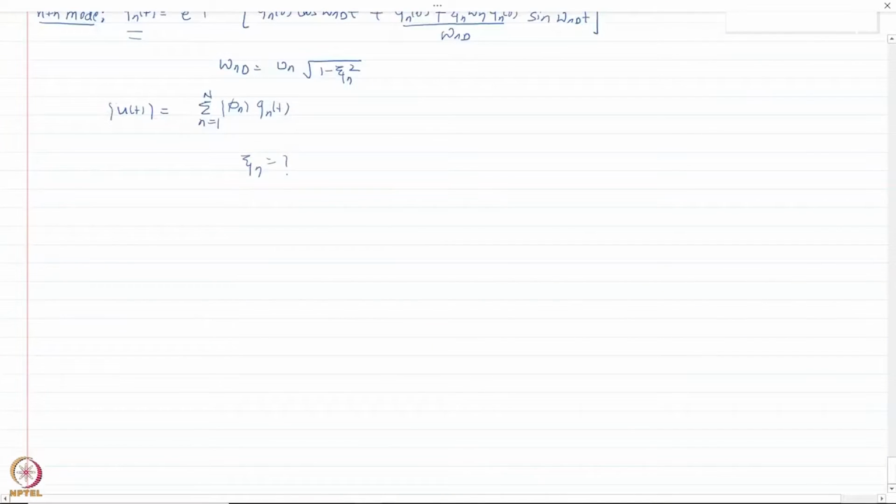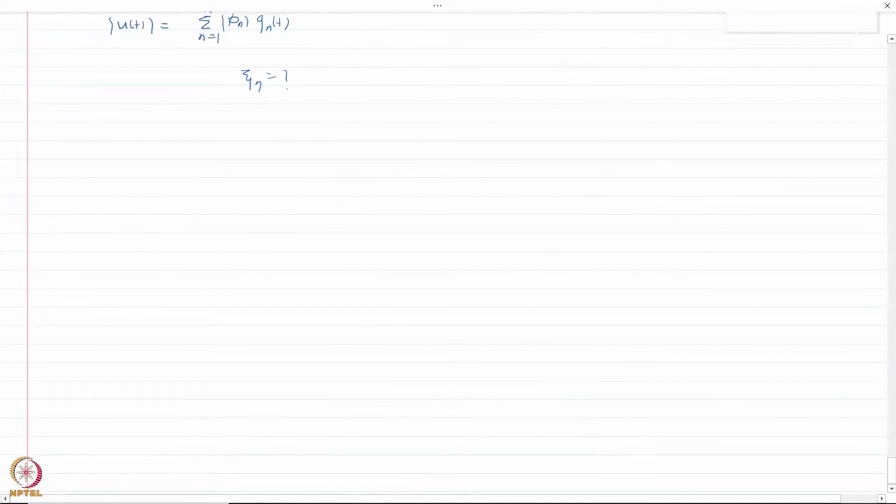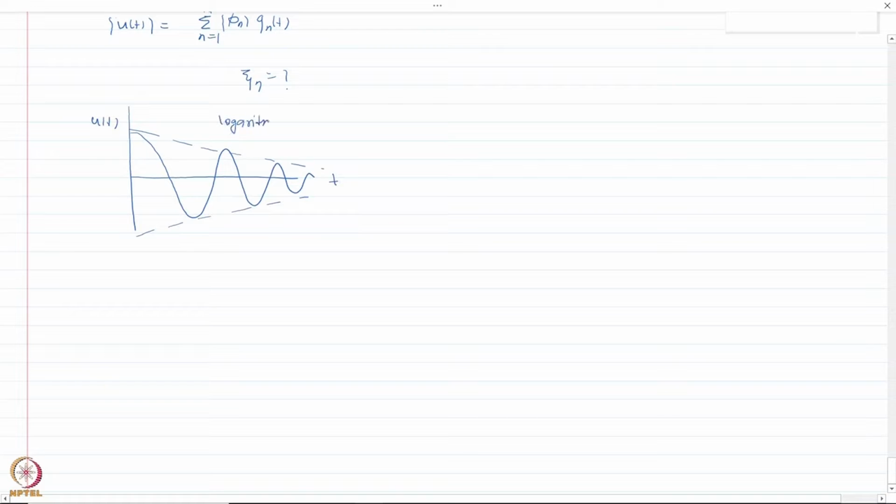Now, if you remember, typically for a single degree of freedom system, to find damping experimentally, we had first considered the free vibration response, by giving an initial displacement and then taking the ratio of the successive peak amplitudes, and finding the damping using the logarithmic decrement method.